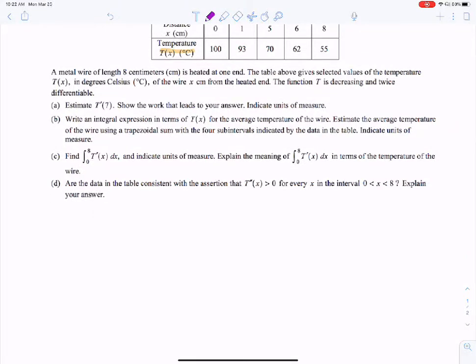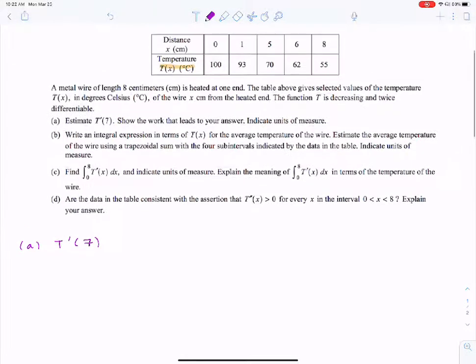So the first part is estimate T prime of 7. Show the work that indicates your answers. So T prime of 7. They're asking for the derivative at 7. And again, we're given a table.